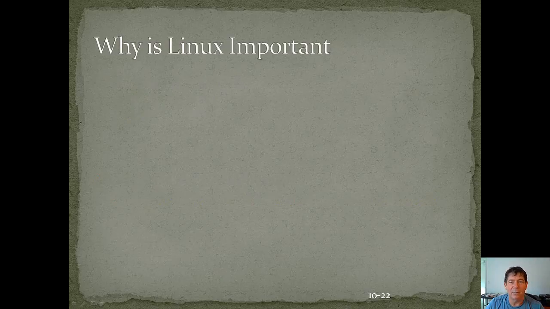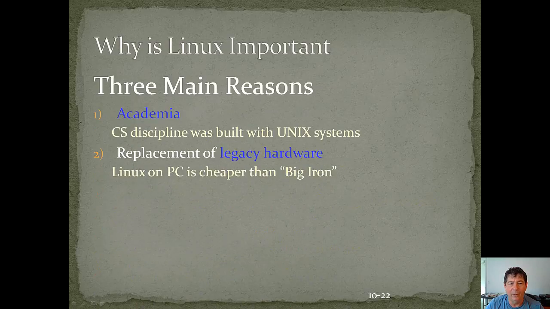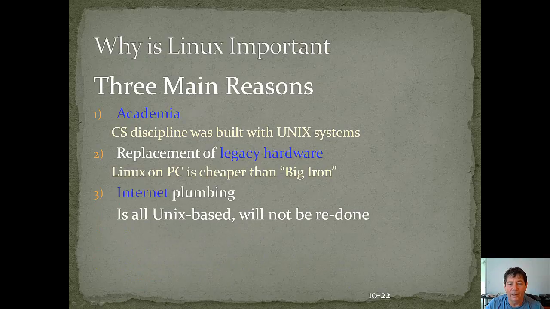So why is Linux important? There are three main reasons. Academia likes it. The computer science discipline was built with Unix systems. Replacement of legacy hardware: Linux on a PC is cheaper than Big Iron. And it has internet plumbing, which is kind of baked into it. It is all Unix-based and will not be redone.